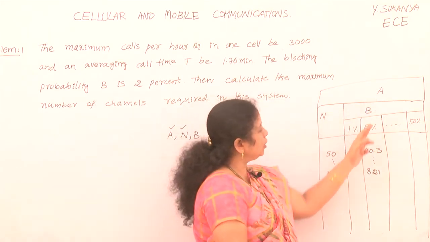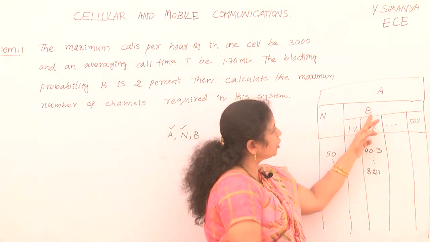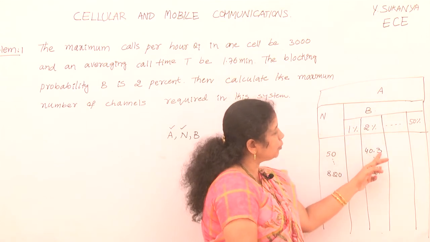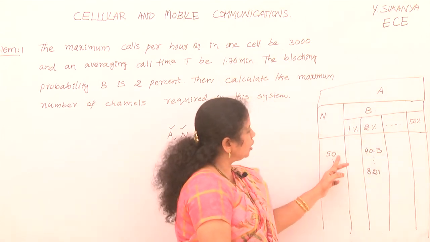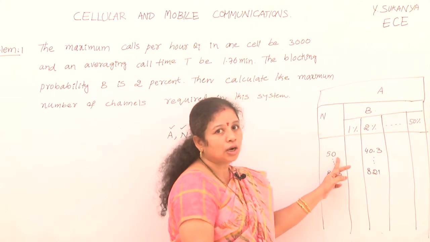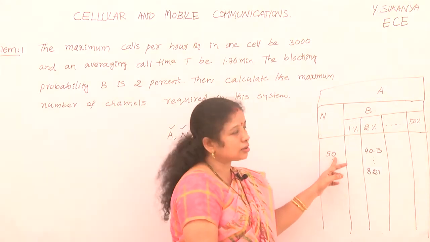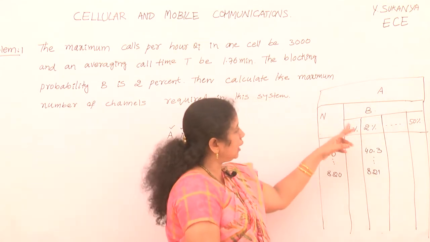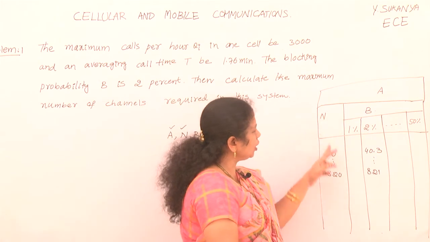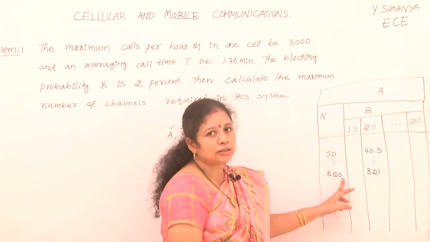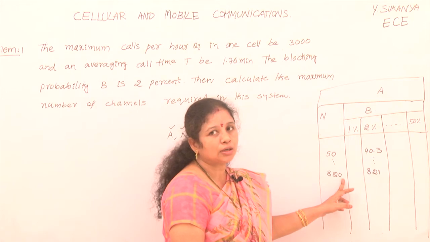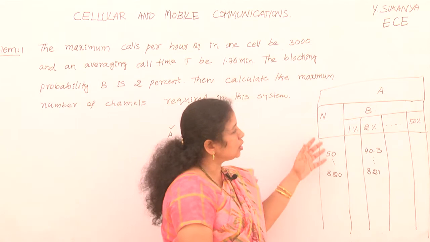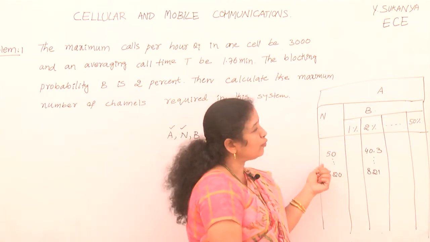For example, if the blocking probability is 2% with an offered load of 40.3, then it requires a maximum of 50 channels to handle the traffic in that system. In a similar manner, if A is equivalent to 821, then it requires a maximum of 820 channels to handle the traffic in that particular system. So there is a table existing, and based on that table only we are going to take these values.